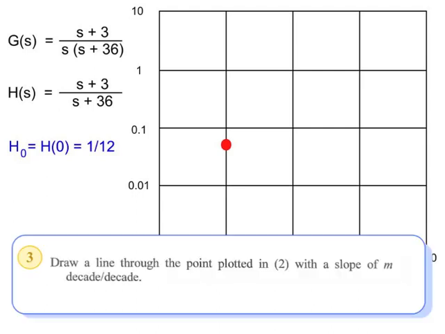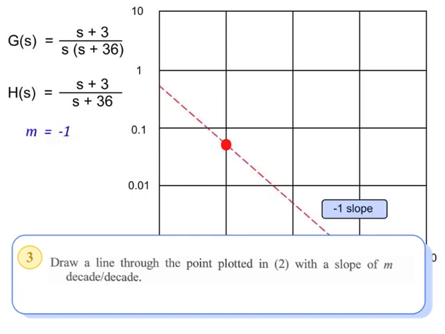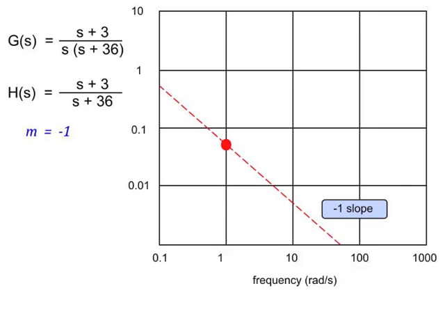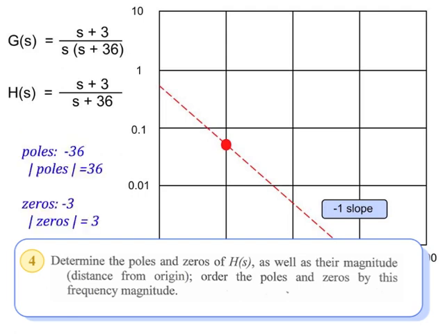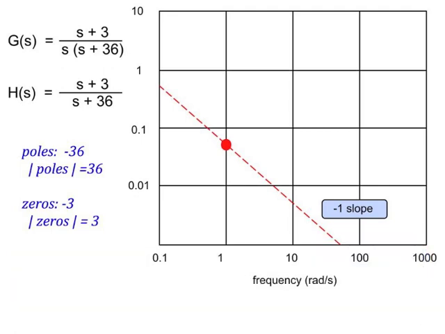We now draw our low frequency asymptote, and this is a line of slope m through the point we just plotted. For this example, m is equal to -1, so we draw a line of slope -1 through the point at 1 radian per second. We now move on to step 4, and in step 4, we organize the poles and zeros of H(s) according to their frequency magnitude. So we've got a zero with a frequency magnitude of 3 and a pole with frequency magnitude equal to 36.